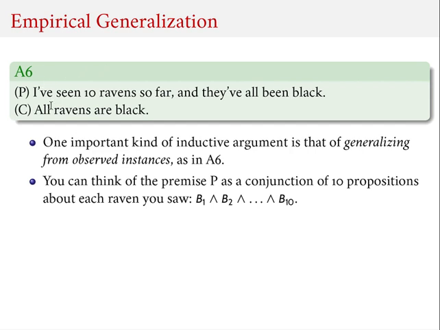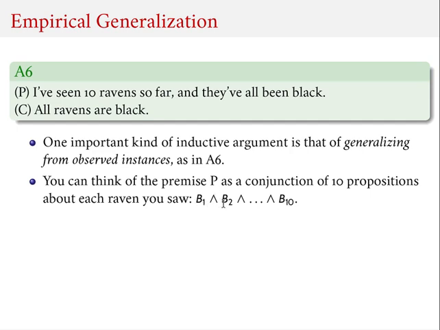Now, in order to think about how we can capture the inductive strength of this argument, we have to think of this premise as not actually a single premise, but a collection of multiple different premises. So you can think of premise P as a conjunction of 10 propositions about each of the ravens you saw. So this conjunction, B1 and B2 and B3, all the way to conjoining B10, says that you've seen 10 black ravens. B1 says the first raven you saw is black, B2 says the second raven you saw is black, and so on for 10 times.